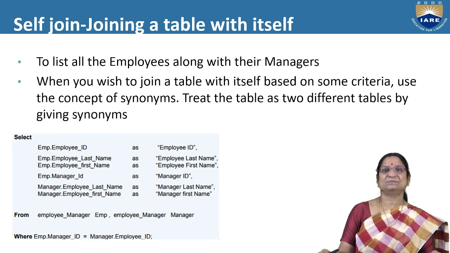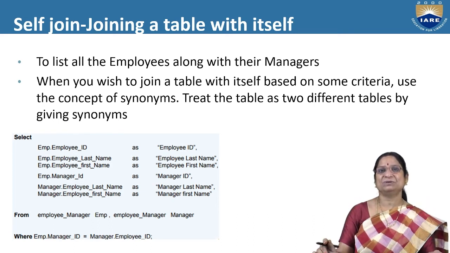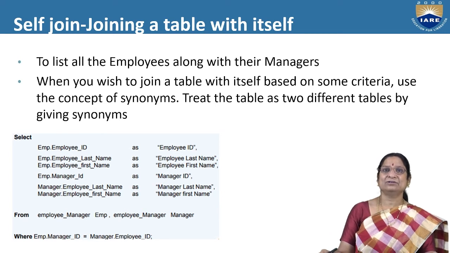Two alias names we will use. Virtually, an image is going to be just imagined. Two tables of the same type are there, but physically it doesn't exist. Only renaming we are doing. When we wish to join a table with itself based on some criteria, use the concept of synonyms.